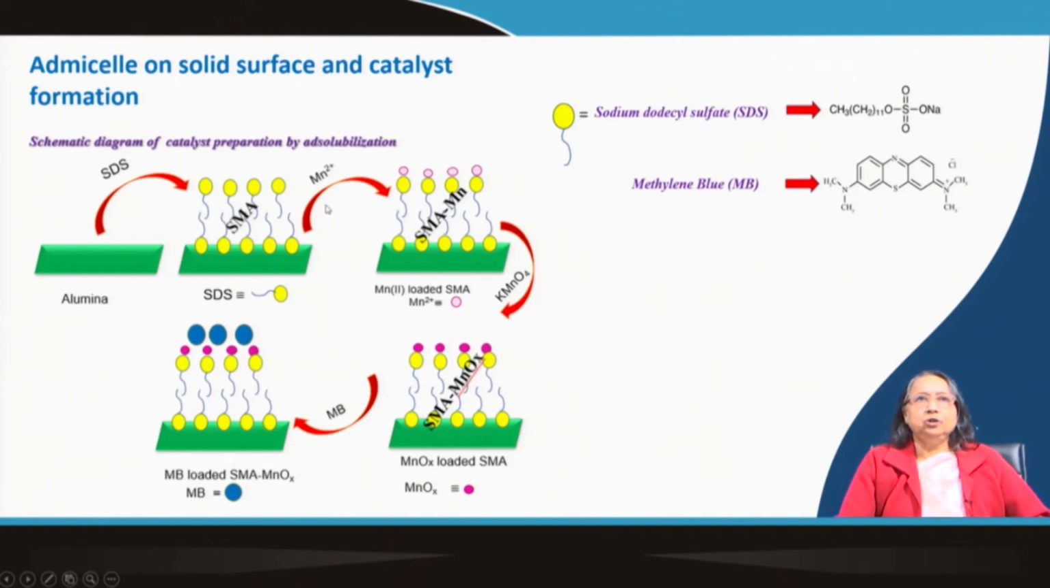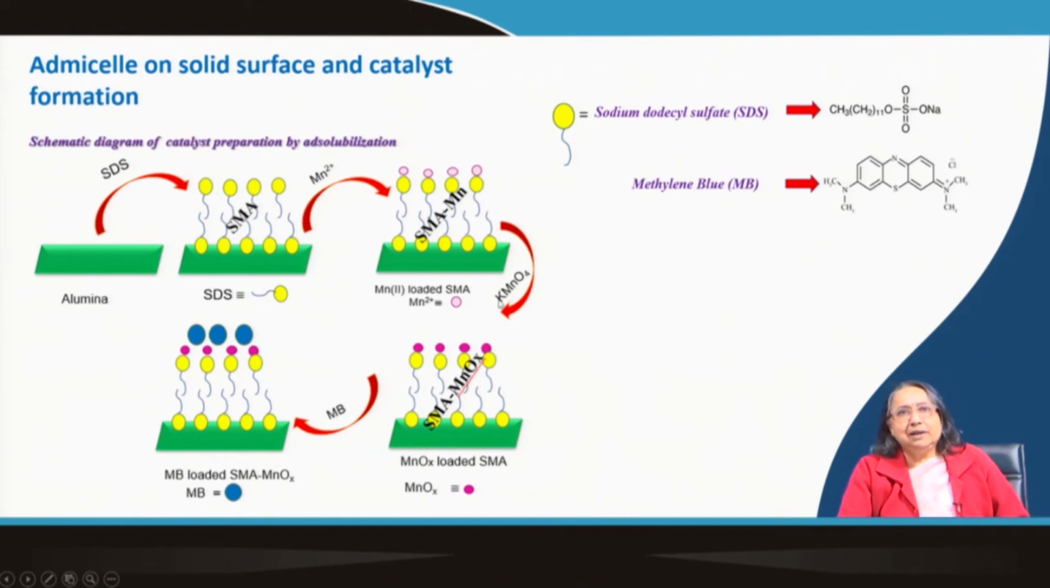Now, if you put manganese 2 plus here, this is a cation, right. So, the cation will be adsorbed on the negative head group. Okay. And then this is the manganese 2 loaded SMA. So, you have loaded manganese 2 on SMA. Okay. And now, if you put KMnO4, then it is a redox type reaction, Mn 7 plus and Mn 2 plus. So, 2 plus will go to 4 plus and 7 plus will go to 4 plus.